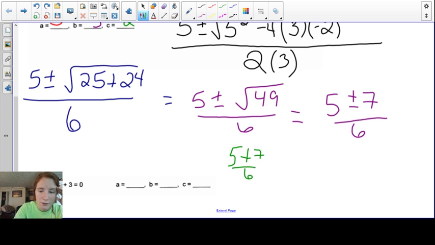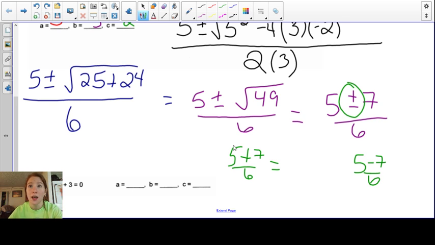divided by 6, which we're going to simplify here in a second. And then it's going to be 5 minus 7 divided by 6. So what I did here is I took my plus or minus and I split it. I made one plus and I made the other negative or minus.